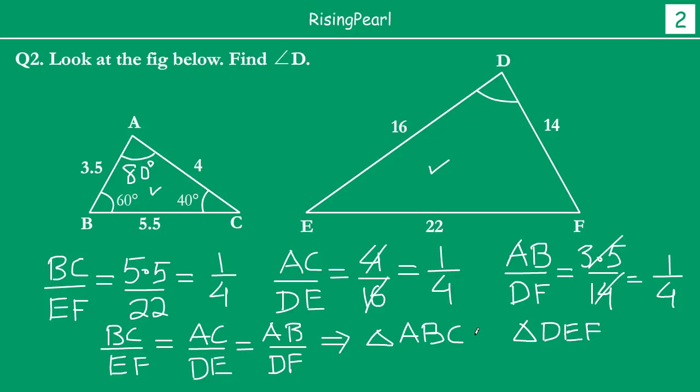But now let's make sure which angles are similar to which. So BC by EF. Which angle is opposite of side BC? It is angle A. Which angle is opposite of EF? It is angle D. So angle A must be equal to angle D. Now in this question we are looking to find the value of angle D, and we have found angle A is 80 degrees, so we know that this is 80 degrees.